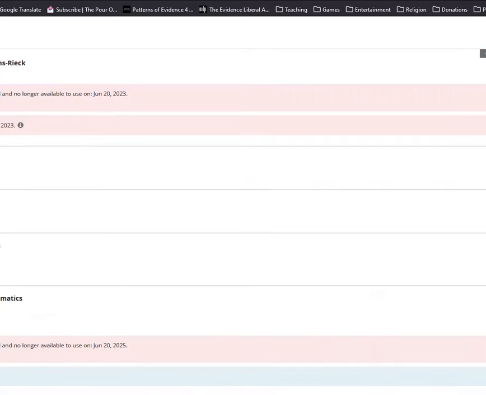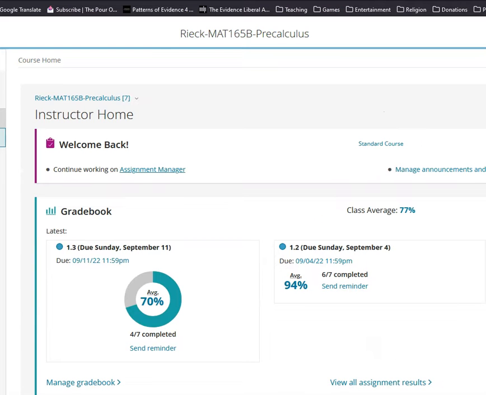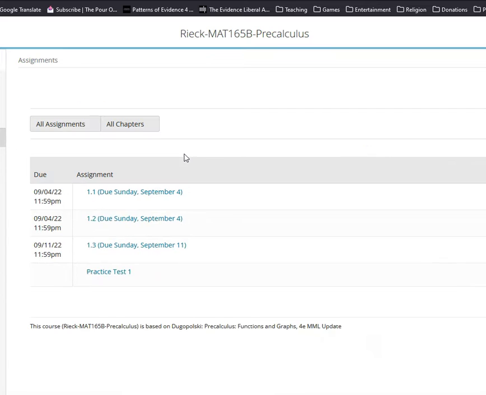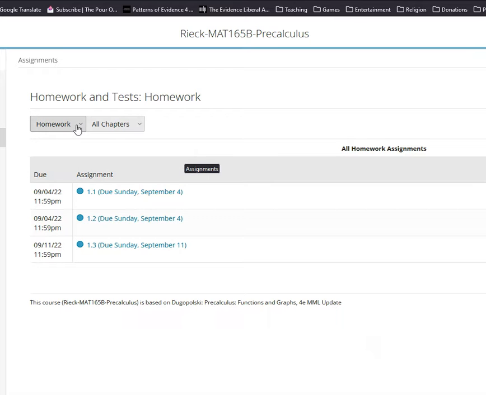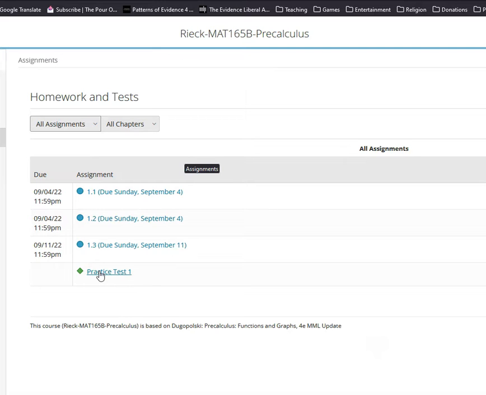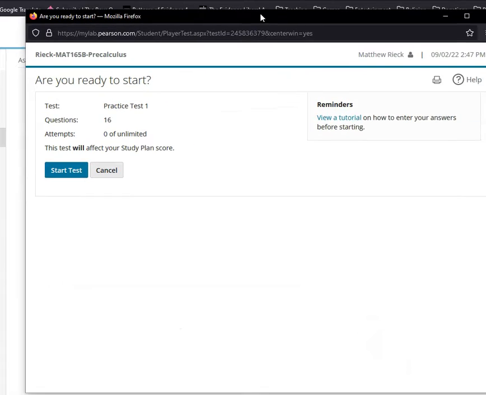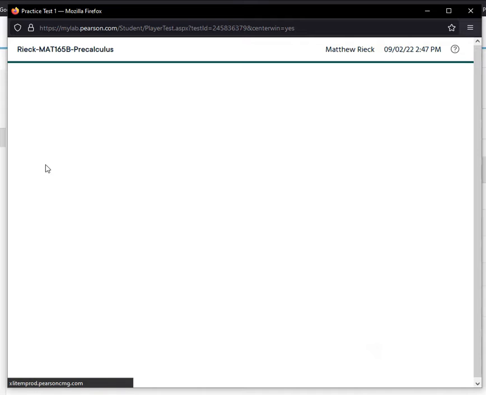All right, so again, to find the practice test, you can go to the course on the Pearson website. So you can just go to MAT165 here. And then along the left-hand side, you should see assignments. So you can go ahead and select that. And you want to make sure that you have all assignments selected here. Sometimes it might default to homework, in which case you won't be able to see the practice test. But if you select all assignments, you should see practice test 1 right there. All right, so let's go ahead and click that and open that. All right, and go ahead and click start test here.